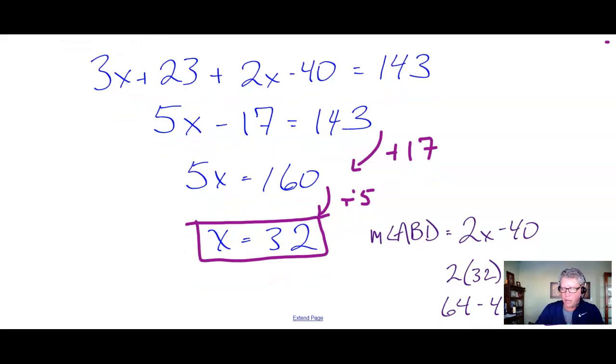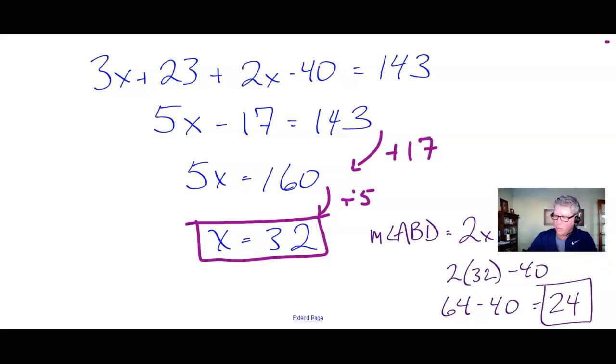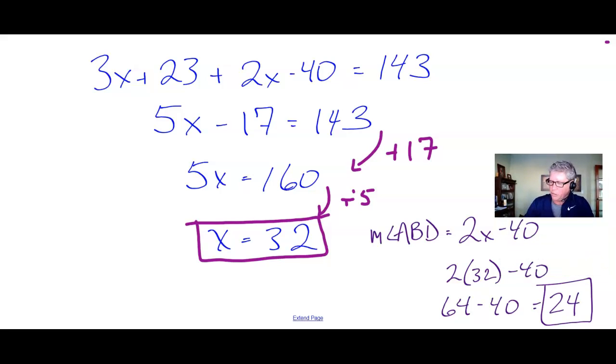If you wanted to find the measurements, then you just plug it into the expression. 32 is our x, 64 minus 40, 24. Pretty cool. You got this.